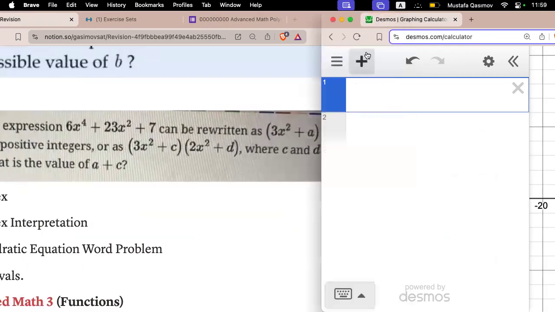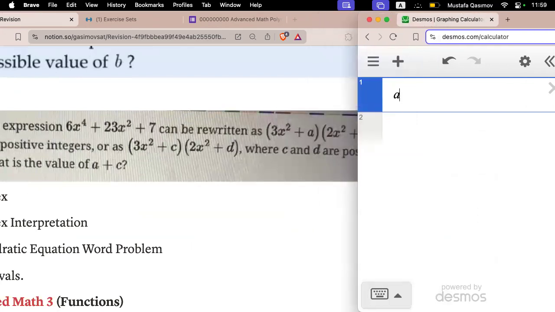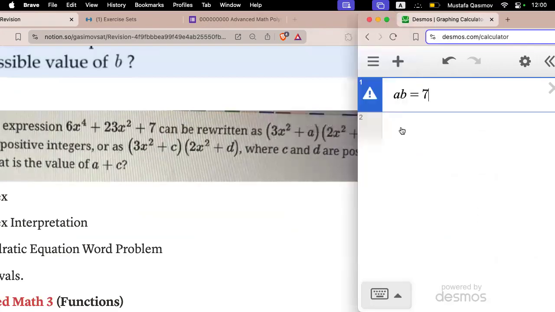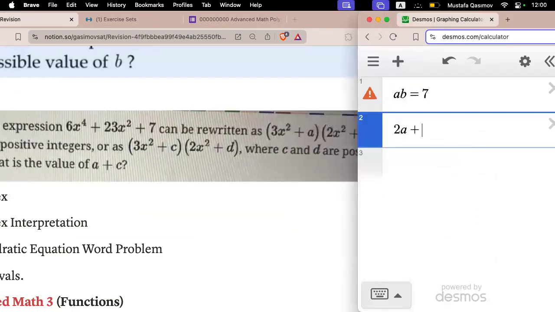From here we can write it like this. A multiplied by B is equal to 7, right? A multiplied by B is equal to 7. 2x squared multiplied by 3x squared is equal to 6x to the power of 4, so it is not important. 3 multiplied by B, 2 multiplied by A will give us 23.